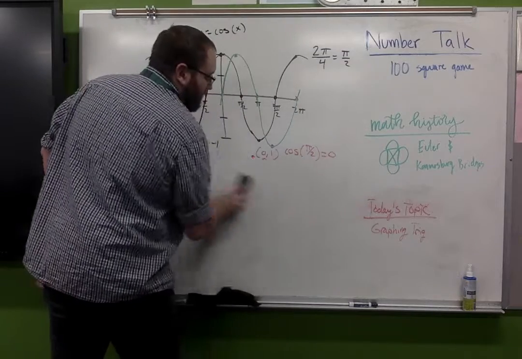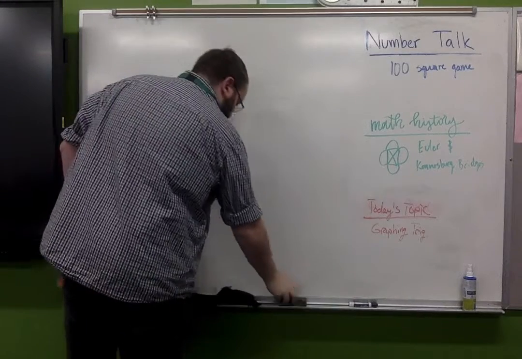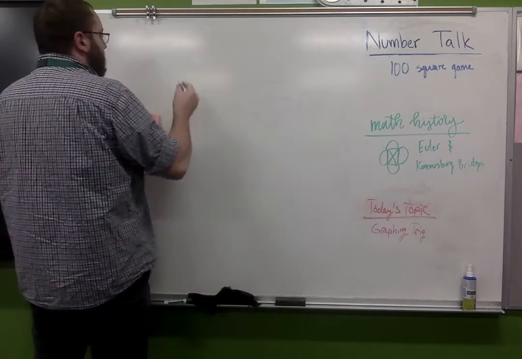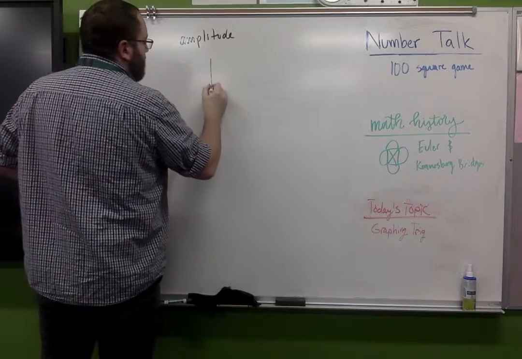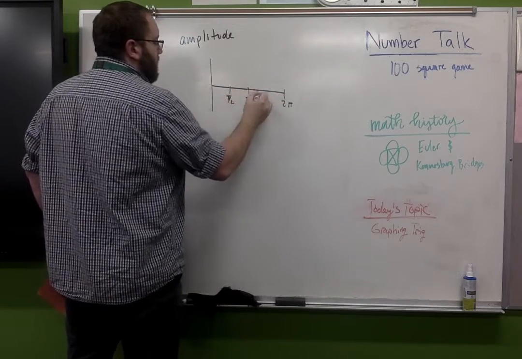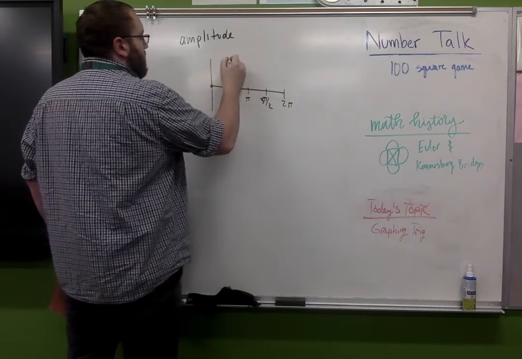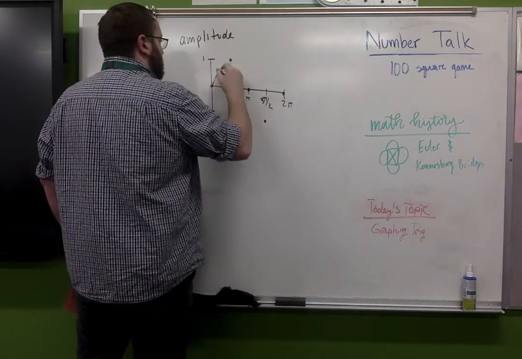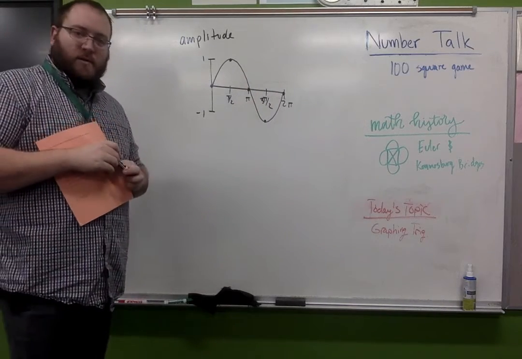Let's do some definitions. So we're going to talk about amplitude. And I'm going to use the sine graph. Now, I'm only graphing from 0 to 2 pi, so this is what I'm going to show as my graph. So there's my graph.